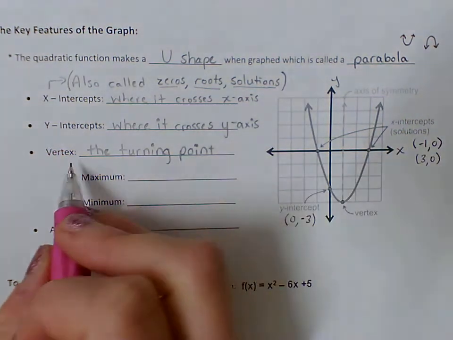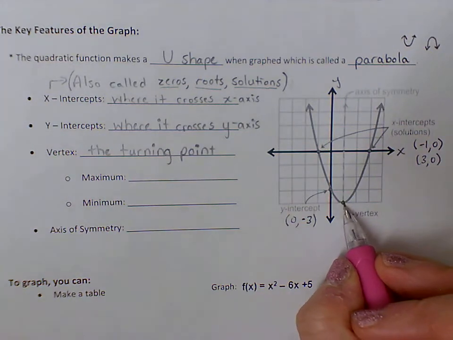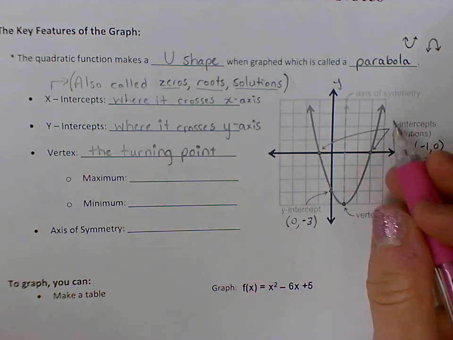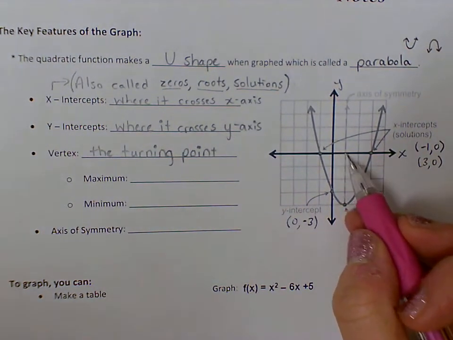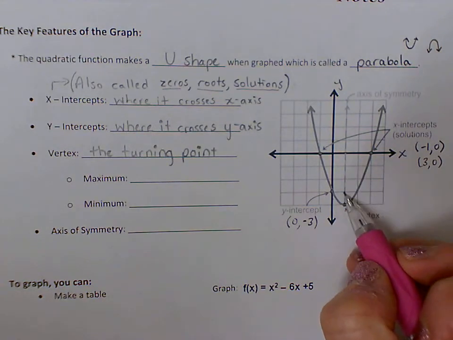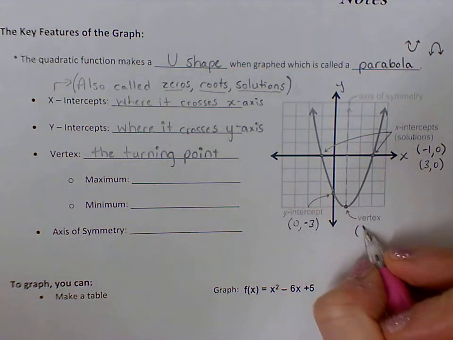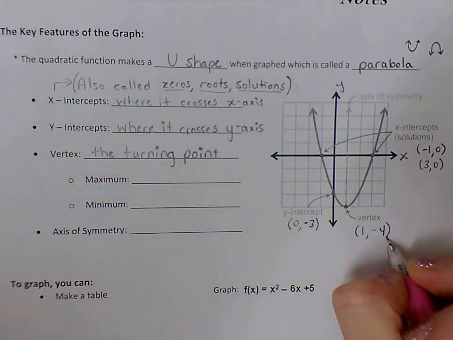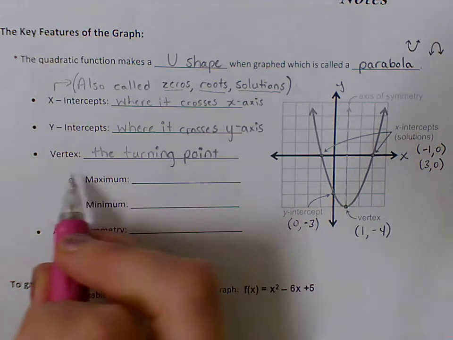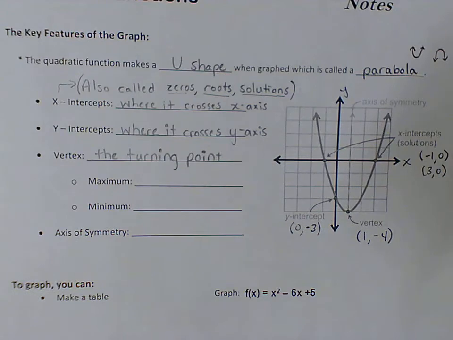And so if they ask you for the vertex, you just tell the coordinate of that point. So for this parabola, it is at 1, negative, let's see, 1, 2, 3, 4. So it'd be at 1, negative 4. Okay, and so that would be the turning point of that parabola.